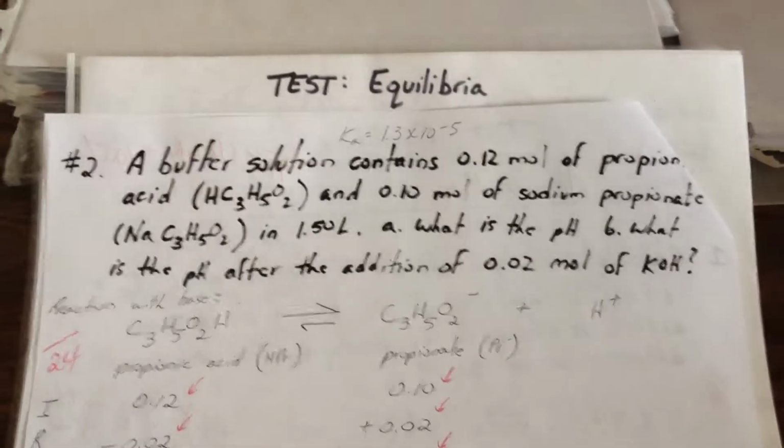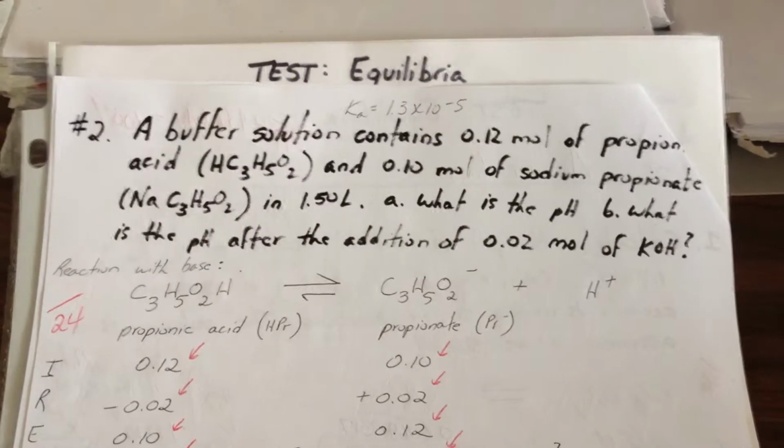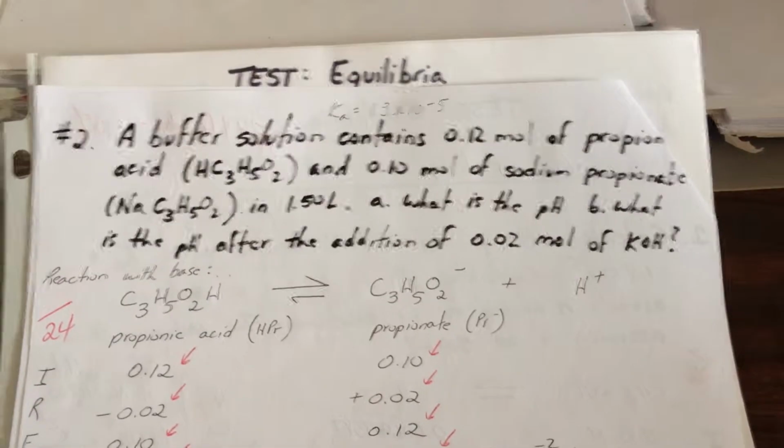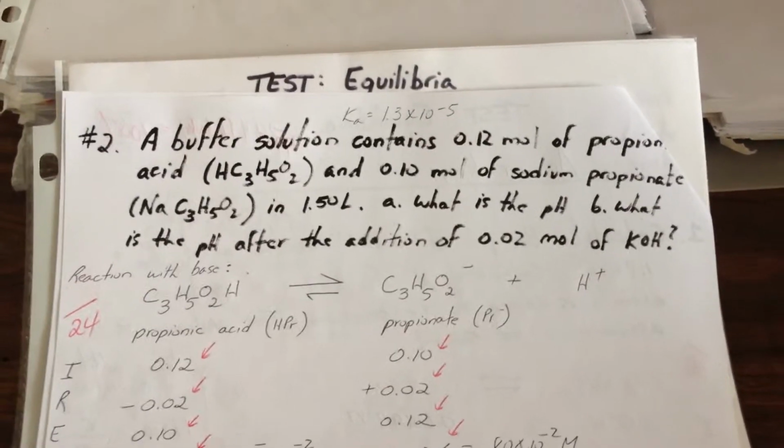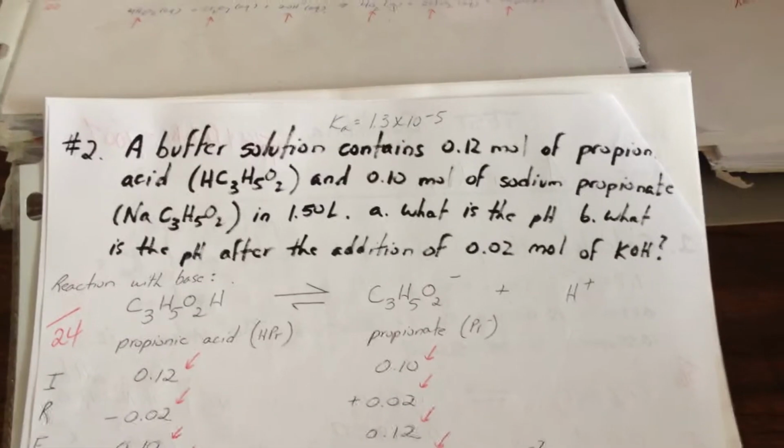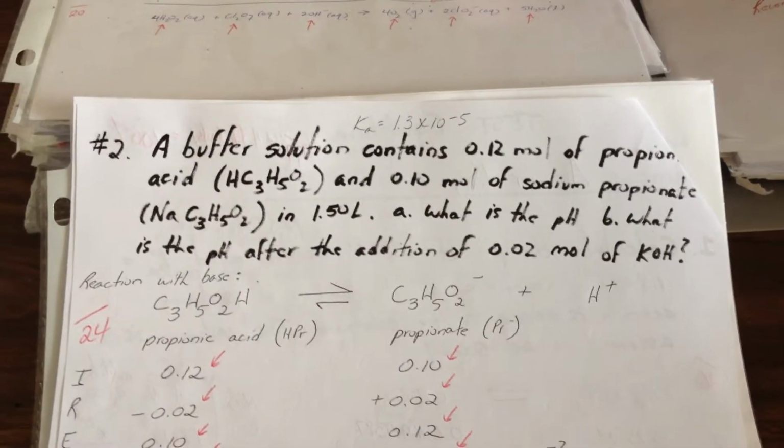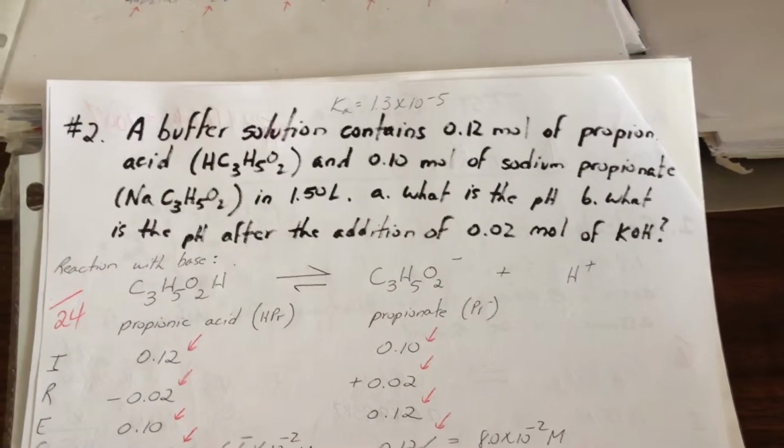On to the second question. A buffer contains 0.12 moles of propionic acid and 0.1 moles of sodium propionate in 1.5 liters. A. What is the pH? B. What is the pH after the addition of 0.02 moles of potassium hydroxide?